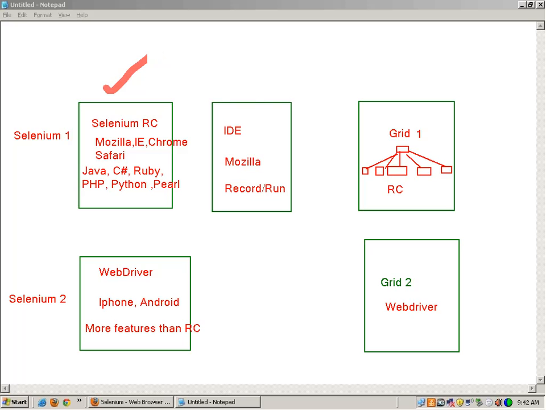Now this is the composition of the Selenium tool. It's not just one tool. For example, if you talk about QTP, then it's just an IDE. You open QTP and you start coding and work on it. That's it. But in Selenium, it's not the case. You have Selenium RC, Selenium WebDriver, Grid, Grid 1, Grid 2, IDE, a lot of stuff is there.